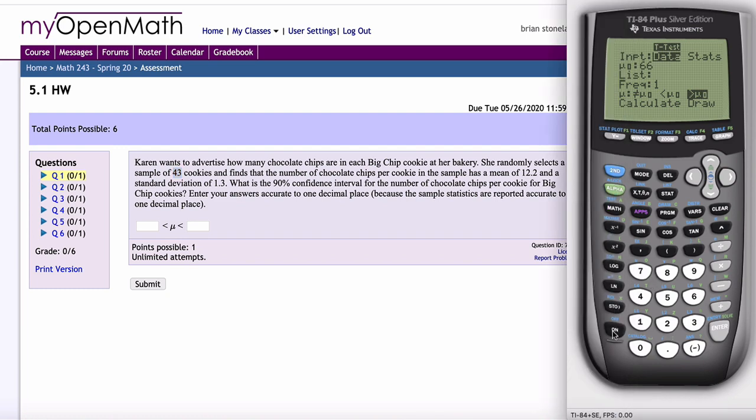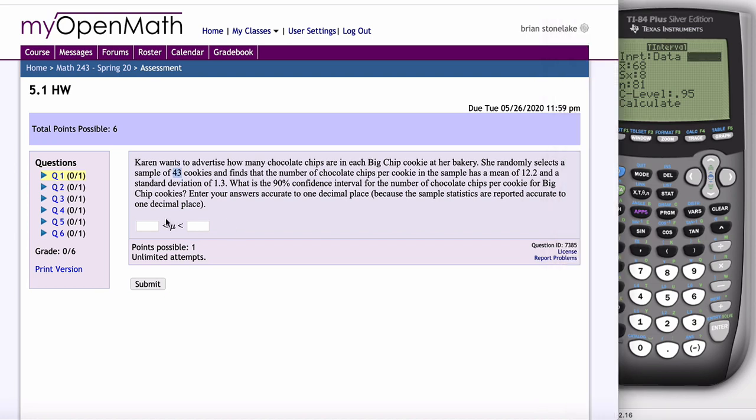And so if you go to stat and then tests and select T interval, you'll see that that's the function that asks for exactly that stuff if you tell it you have statistics about the data: X bar, S, N, and your confidence level. This will spit out two numbers. You put in those numbers here. Apparently they want them reported accurate to 1 decimal place.